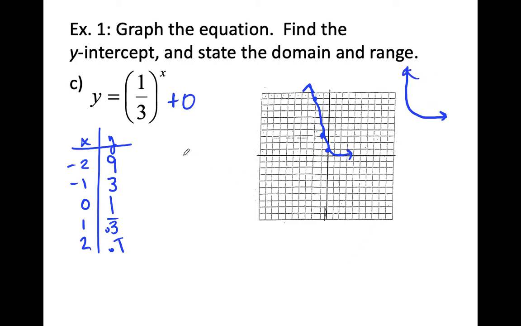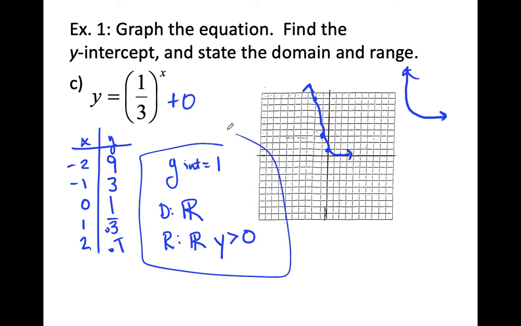Then your y-intercept is 1. Your domain is all real numbers. And then your range, again, you need to state all real numbers, y, because that's what your range is. In this case, it's still approaching 0, so y greater than 0. So there would be your answer for that one.